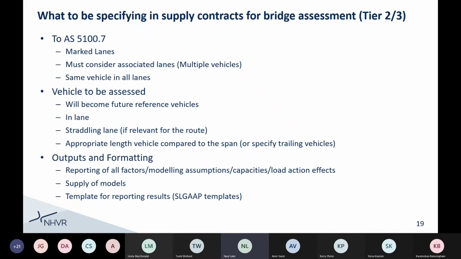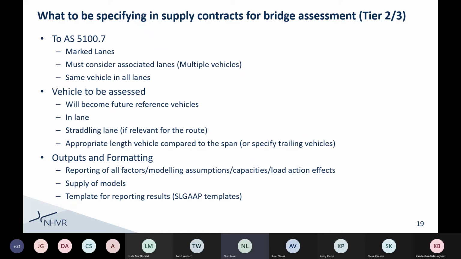We don't need so many vehicles in these reference vehicle sets. Through the Strategic Local Government Asset Assessment Program, we have specified a lot of vehicles, up to 20 for these Tier 2 assessments. But I think the reality is we can probably get that down to somewhere between 3 and 5 vehicles. That's something we'll be working through in this project, and we'll provide some advice on what we think is a good way to go there.